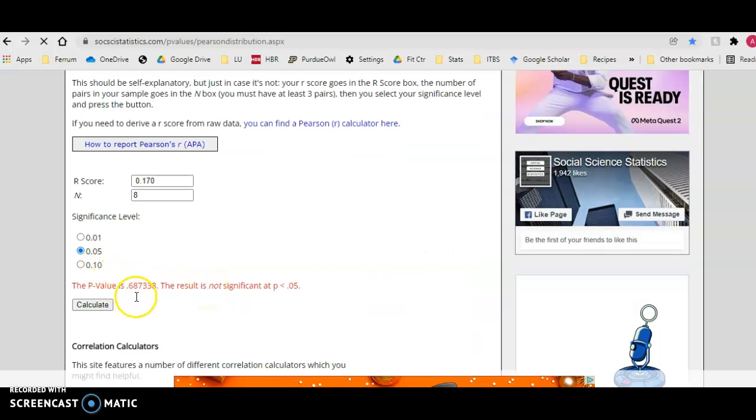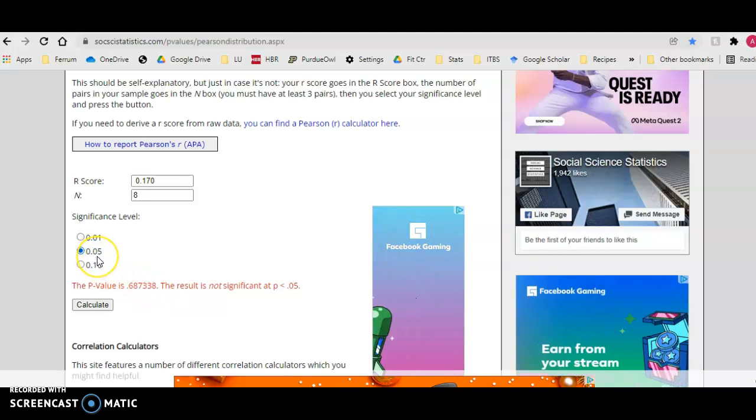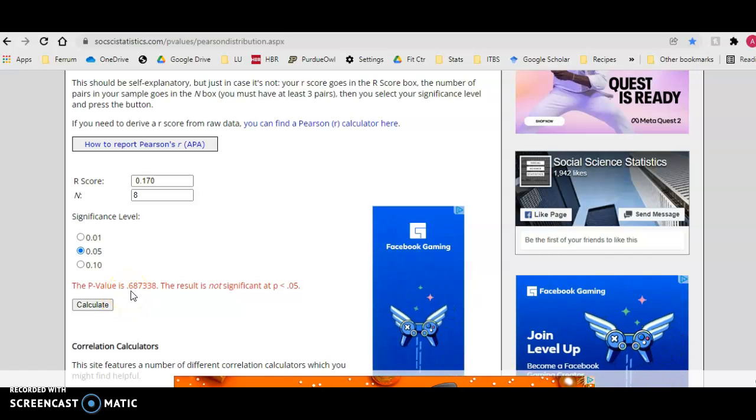In order for my p-value to be significant, it must be smaller than 0.05. My p-value is 0.687. It is much larger than 0.05, and so my results are not statistically significant.